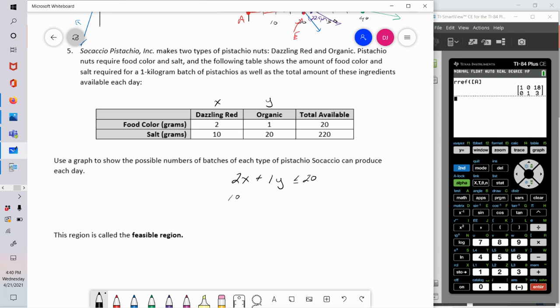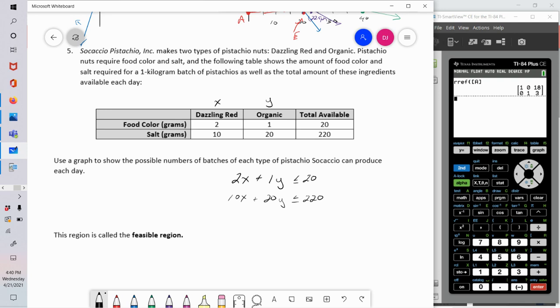Salt, same thing. 10 grams of salt for each batch of the Dazzling Red, plus 20 grams of salt for each batch of the organic, and we have no more than 220 grams of salt available. And there are our first two restrictions. 2x plus 1y must be less than or equal to 20. 10x plus 20y must be less than or equal to 220.